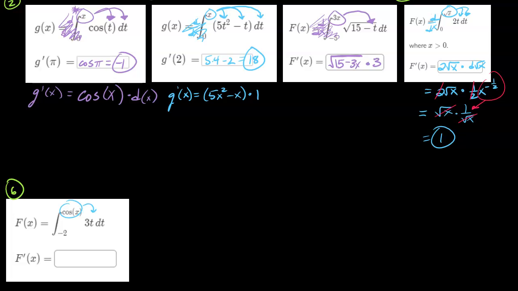Put cosine in place of t. F prime of x would be 3 cosine of x times negative sine of x, so negative 3 cosine sine.